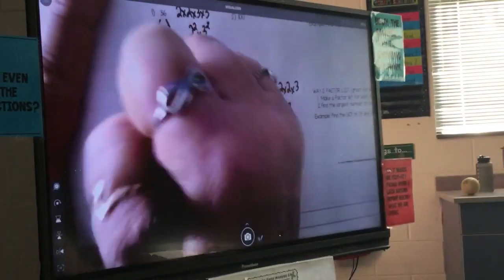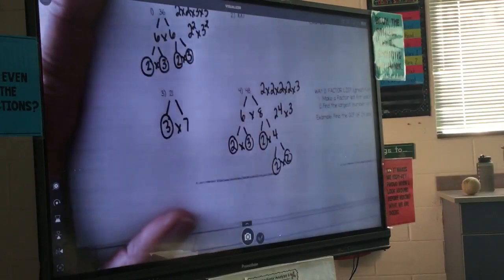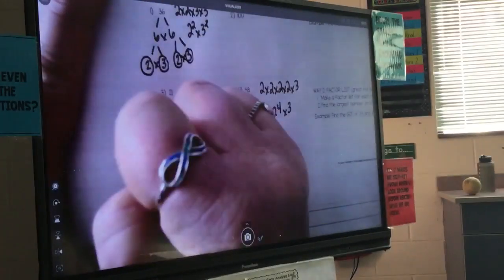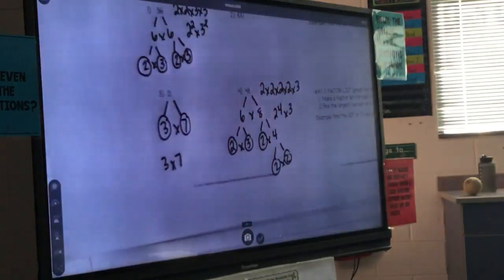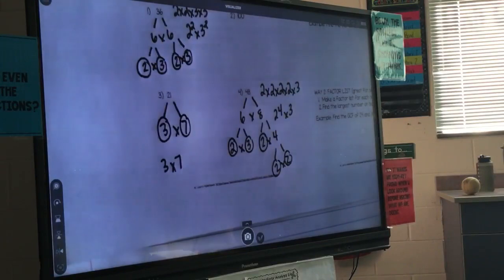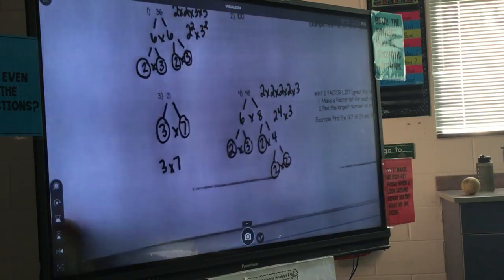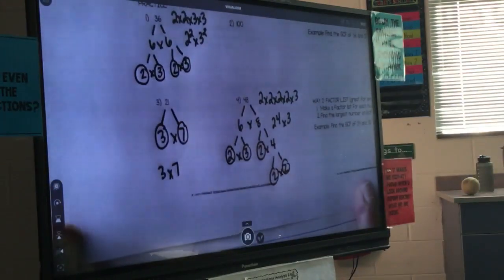And we know 3 is a prime number. Is 7 a prime number? Yeah. Is there anything we can multiply 7 by other than 1 and itself? Okay. So then this is my prime factor. All right, questions about that? All right, slide over to the greatest common factor.